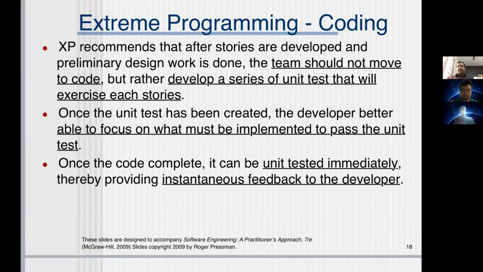So this particular coding, as I told you, will be involved in creating the unit test. We'll be doing unit tests, and the classes we have constructed will be tested now. Accordingly, we'll write the code related to what exactly the system has to perform. Once the unit test has been created, the developer is better able to focus on what must be implemented to pass the unit test. So right now the things are very clear.